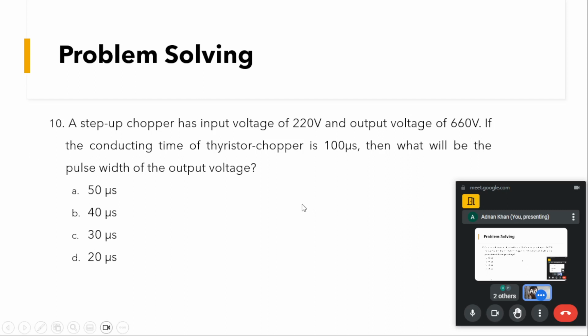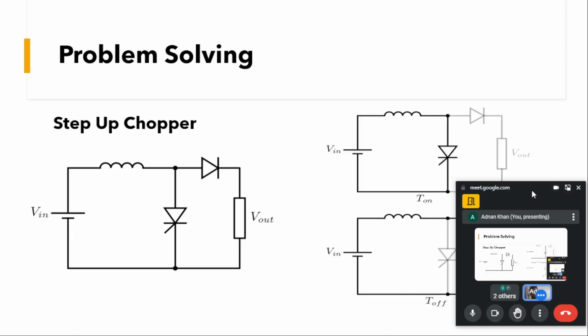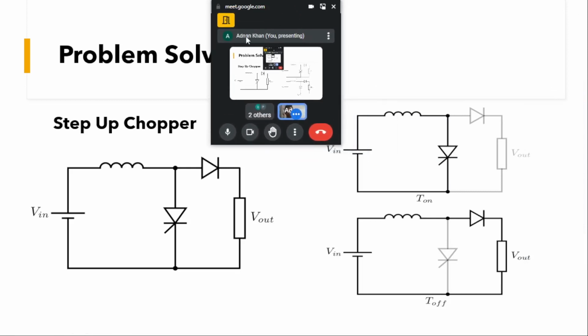So you can see we have a step up chopper with this configuration. The boost converter has two devices. This will be the controlled device, as I had already told, and this will be the uncontrolled one. When this device is turned on, we have this configuration. At that moment the inductor is connected across the input, so the inductor will be storing the energy in this interval.